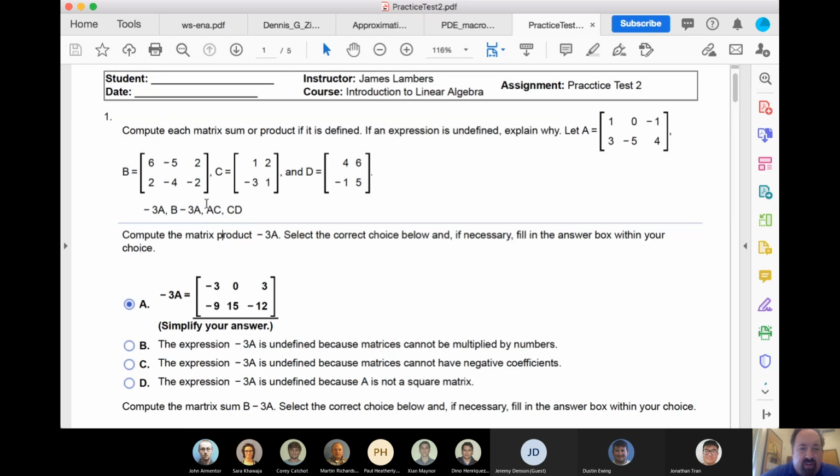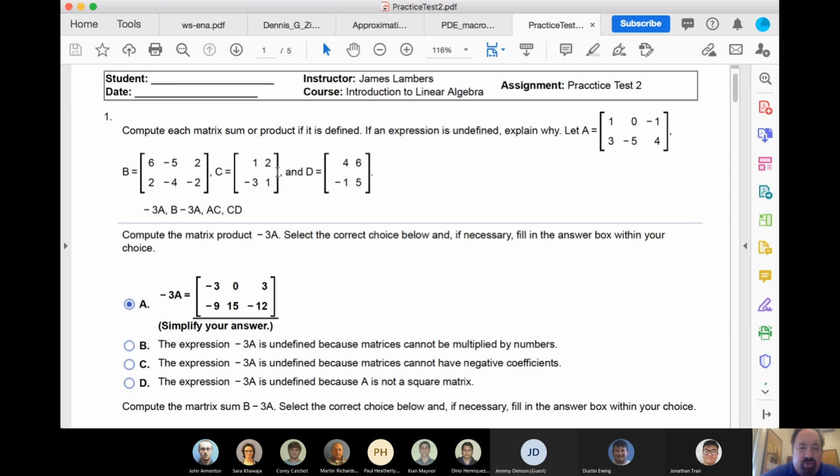Order is essential here. For this product to make sense, the number of columns in the first matrix, 3 in this case, must equal the number of rows in the second matrix, which in this case is 2. Since there's a mismatch, A times C is not defined. That operation does not make sense. C times A would work because C has 2 columns and A has 2 rows, so you could compute that product. Whereas the product of C and D that's also required in this problem is valid.